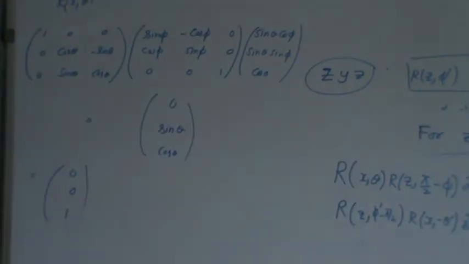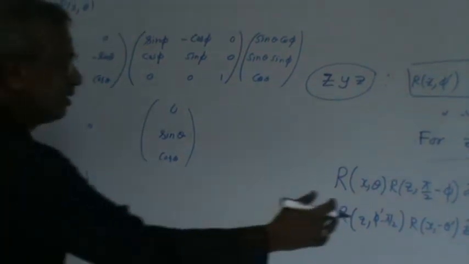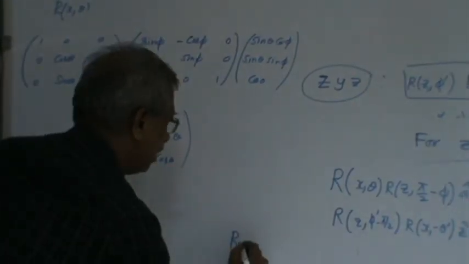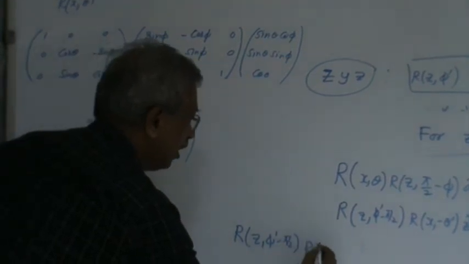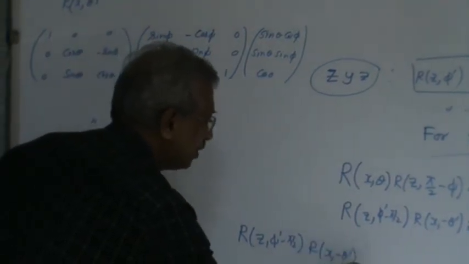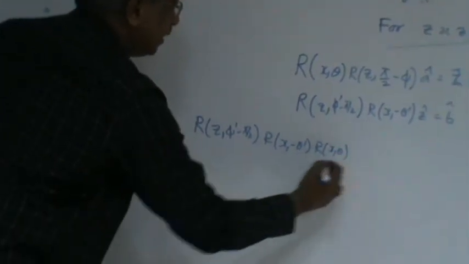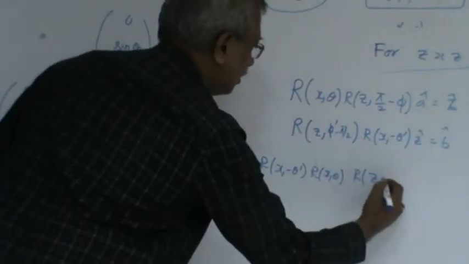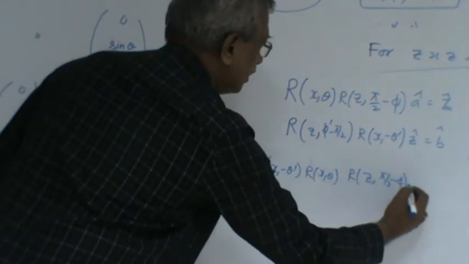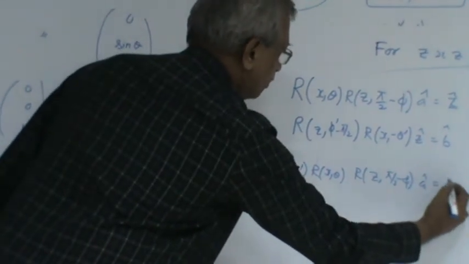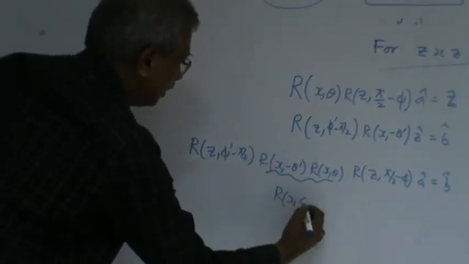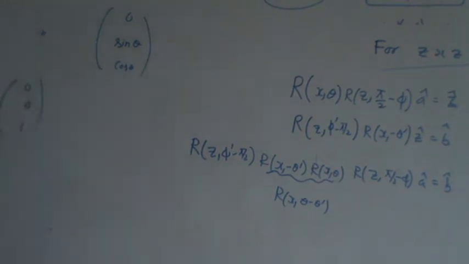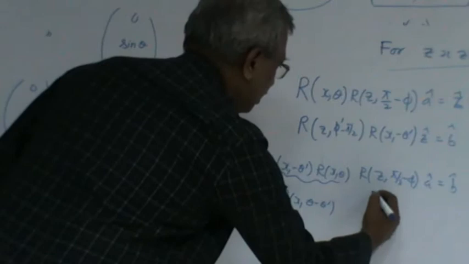So as we did in the previous example, substitute for z here, so you get R_z(phi') minus phi' R_x(theta') minus theta' R_x(theta), and then minus 5, this acting on A. These two can be combined to be R_x(theta) by theta. So we can say the corresponding ordinary angles are.